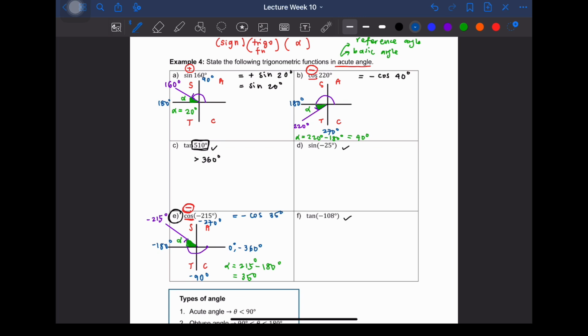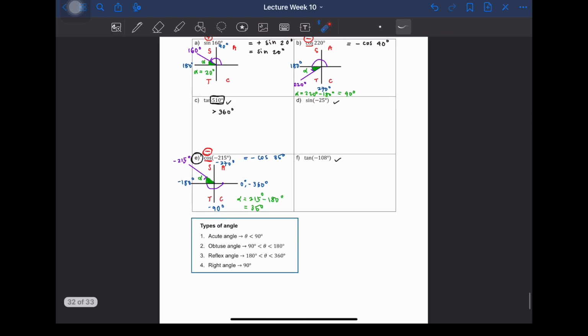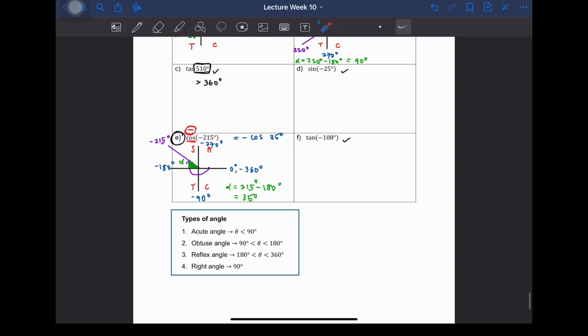Okay, so nanti awak completekan sendiri these 3 examples. Alright. And then lastly, we have types of angle over here. Okay, so jenis-jenis angle yang awak kena tahulah. So acute angle, we know that it's between 0 to 90 degree. So this is acute angle, ataupun sama juga less than 90 degree lah.